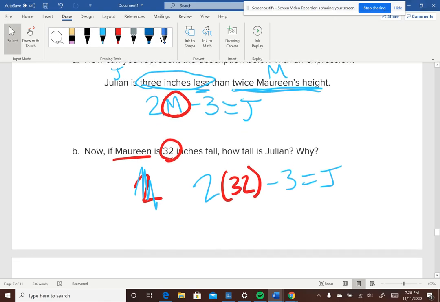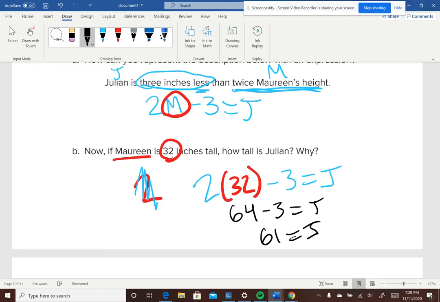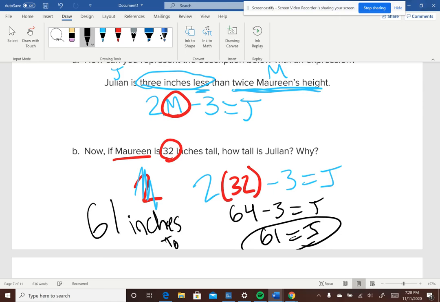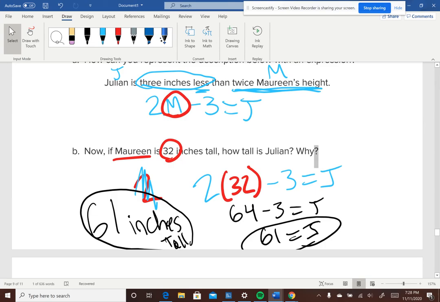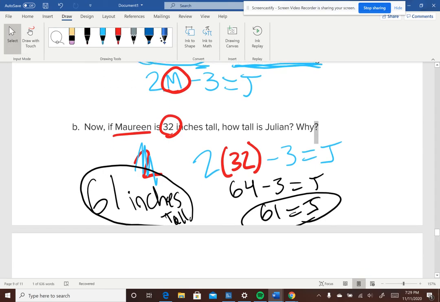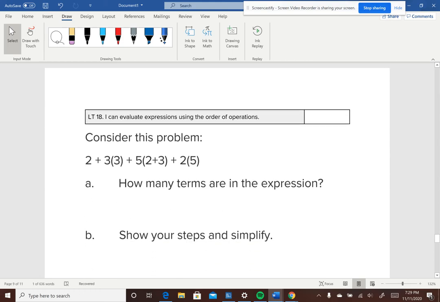All right, so it's the same equation as above, except all we did is plug in 32 for M, Marine's height. So now as we solve here, we're going to do 2 times 32, which is 64, minus 3 equals J. 64 minus 3 gives us 61. 61 equals J's height, Julian's height. So how tall is Julian? 61 inches tall. Yes, that is my final answer. And why? I would just say I showed it with my work below. All right, you don't have to go into major detail.